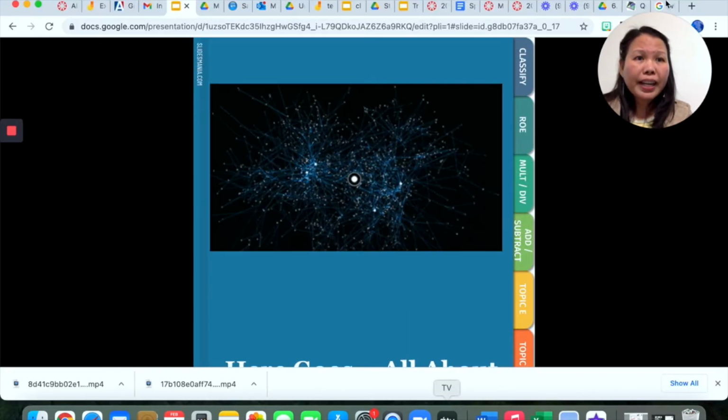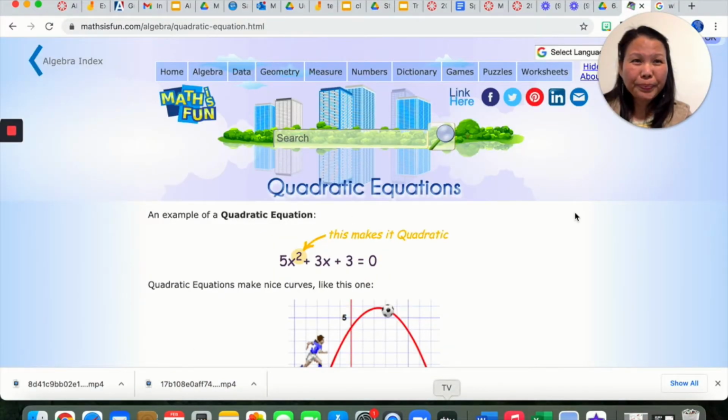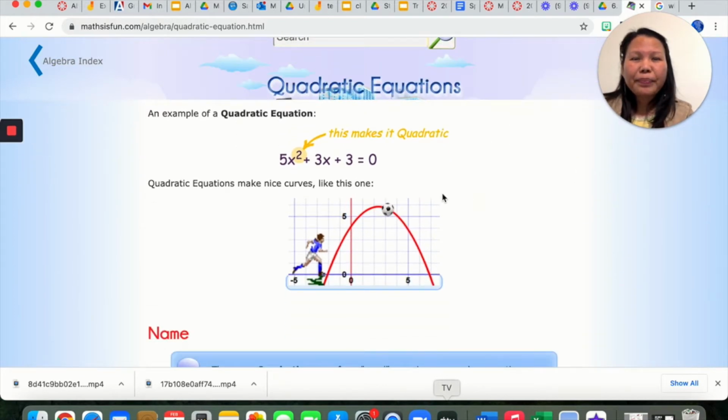On this website I found, Math is Fun, quadratic equations, you can see the yellow word right here said this makes it quadratic because of the square on the x. So when it's a 1 or invisible, there's no power, it's an invisible 1, we call it a linear function, right? When it's squared, we call it quadratic. So a quadratic equation makes a nice curve.